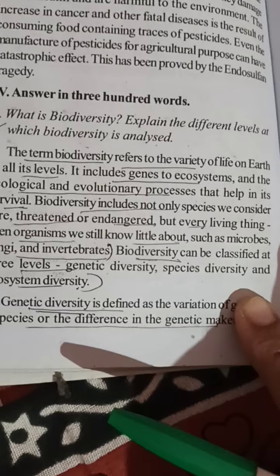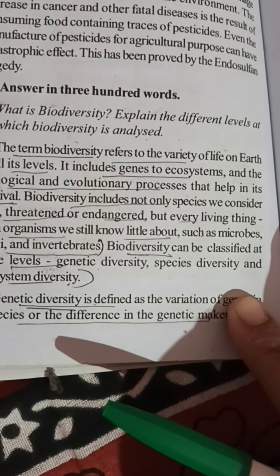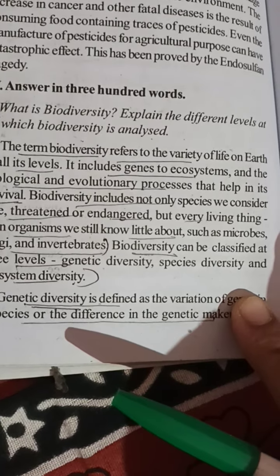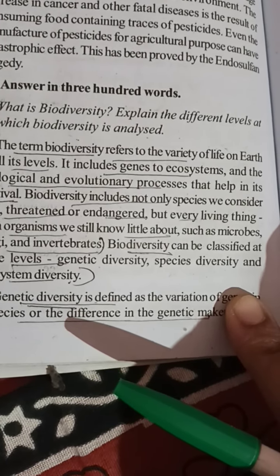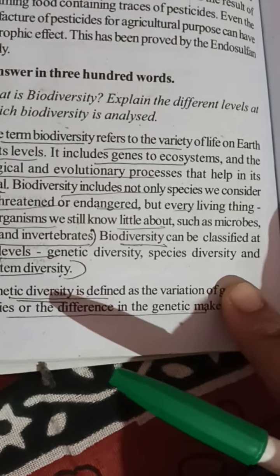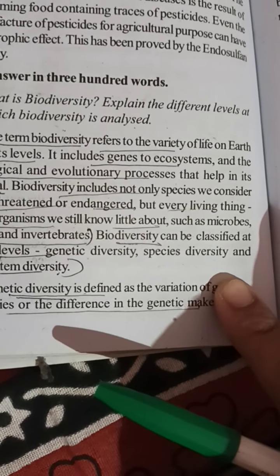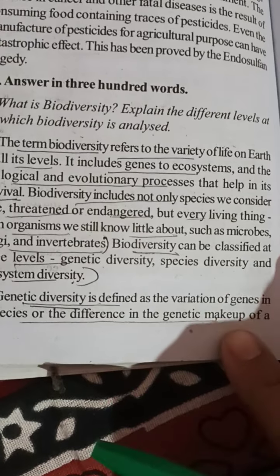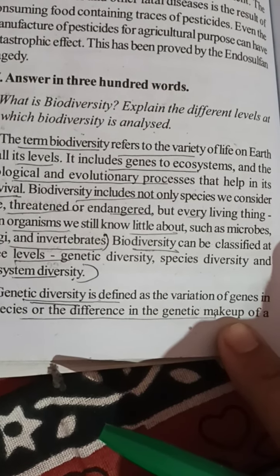Biodiversity can be classified at three levels: genetic diversity, species diversity, and ecosystem diversity. So biodiversity here is classified into three levels. There are genetic diversity, species diversity, and ecosystem diversity. Then the first one, what is genetic diversity?